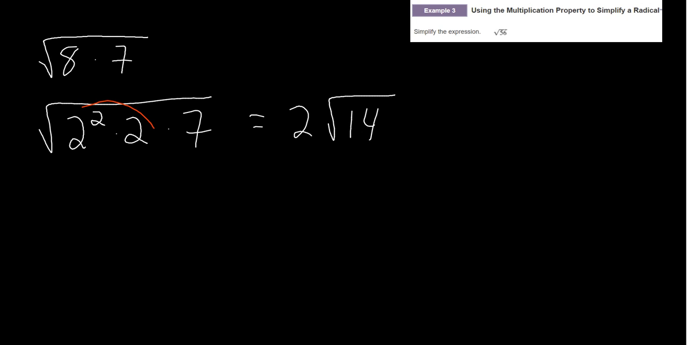So we have the cube root of 40 x cubed y to the fifth z to the seventh. The first thing we have to do is figure out, does 40 have a perfect cube factor? If you recall the example we just did, 8 is 2 cubed, because 2 times 2 times 2 is 8. With that said, we look at 40. Well, 40 is 8 times 5.